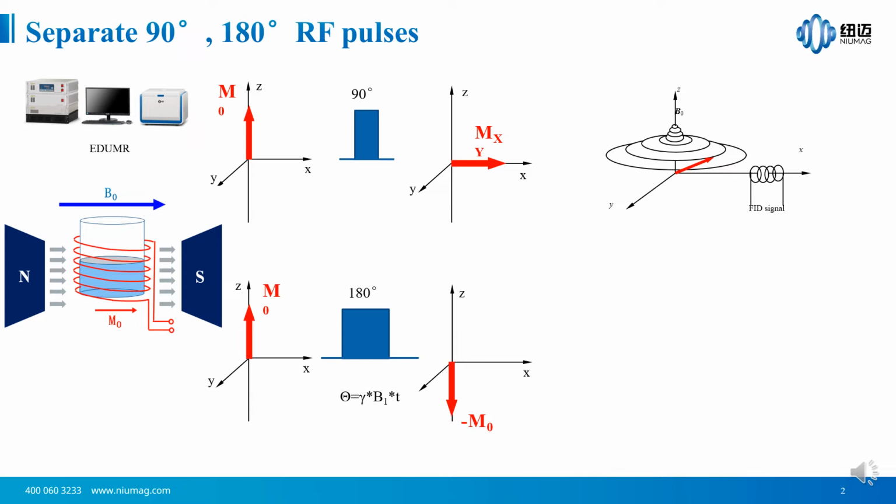B1 is the magnetic field generated by the RF pulse, and T is the duration of the RF pulse. If the intensity of 90-degree pulse and 180-degree pulse are the same, the duration of 180-degree pulse should be twice as long as 90-degree pulse, and the duration of 90-degree pulse is T. So the duration of 180-degree RF pulse should be double T. After the 180 degrees, the longitudinal magnetization vector is deflected to minus M0, and there is no transverse magnetization vector at this time. So the NMR signal is not detected at this time.